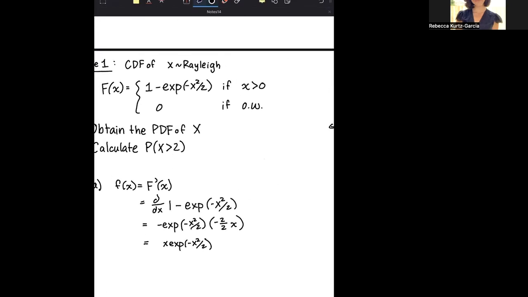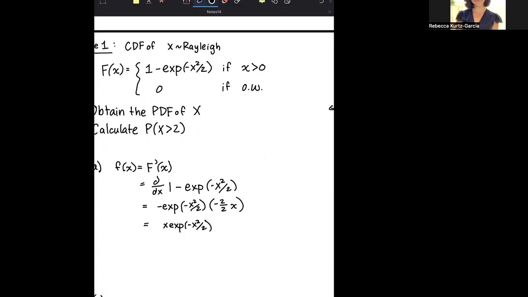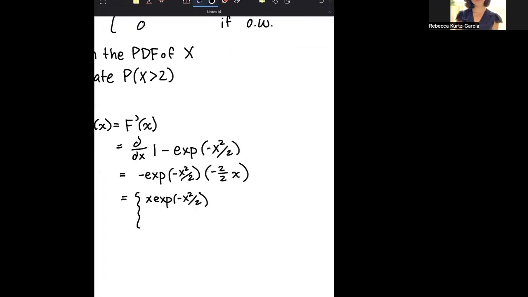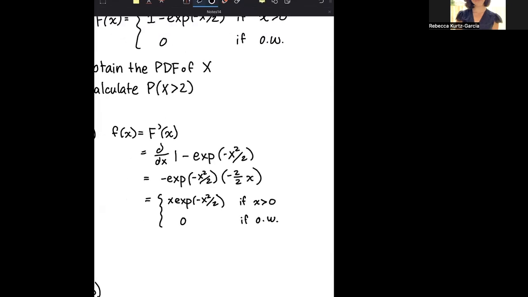Just like a CDF, where it is defined to be a particular value in a particular spot, and then 0 when it is not in that range, our PDF is similar. And it's also like our probability mass functions from before. This function, or PDF, is equal to this expression only for certain values of x, if x is greater than 0. And it is 0 otherwise. So that would be the answer for our PDF.